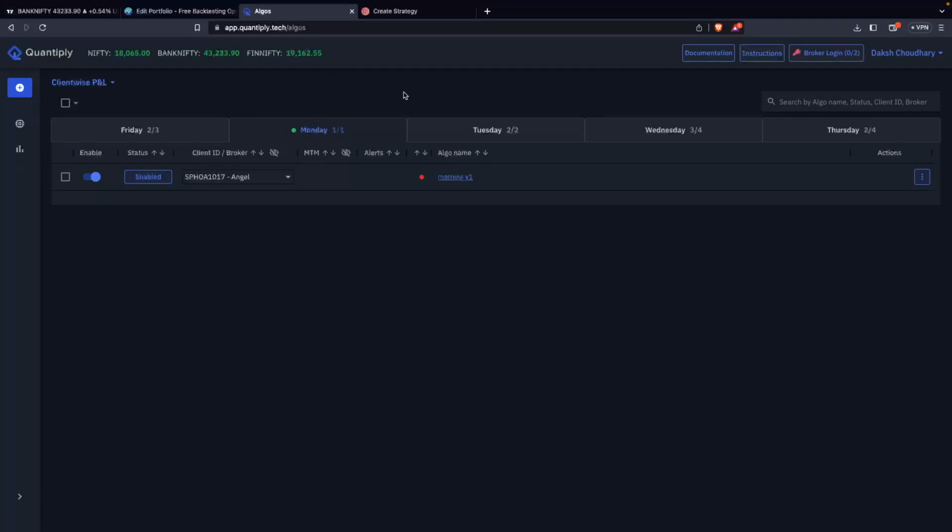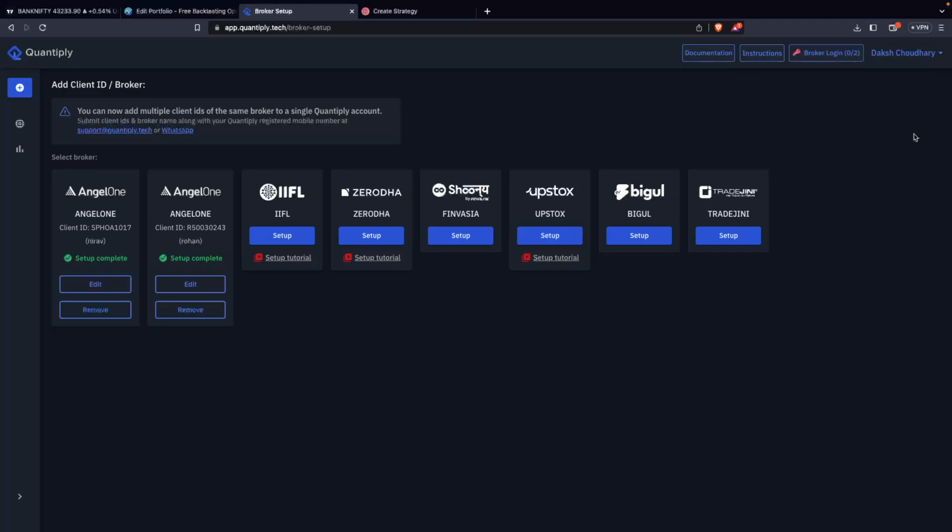So what actually is an API? The work of an execution platform is just to punch orders on your account based on the signals that are generated by your algo, your automated system. So you just need to set up your broker. On Quantiply, you have options to set up Angel One, IIFL Securities, Zerodha, Finvasia, Upstox, Bigul, and TradeGenie. Out of these brokers, Zerodha is a paid one.